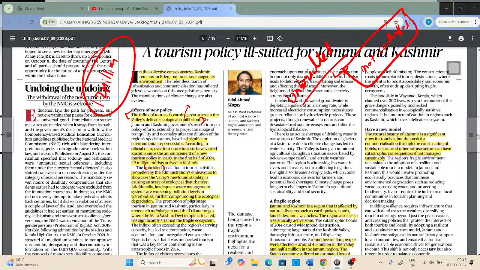You guys must have observed it, that there were a lot of natural calamities in Uttarakhand and Himachal Pradesh, and in Kerala as well.